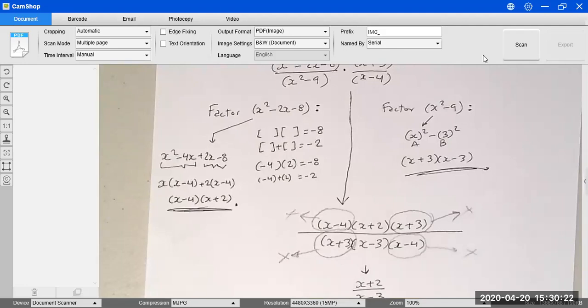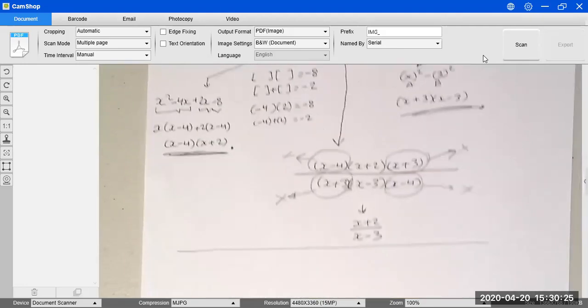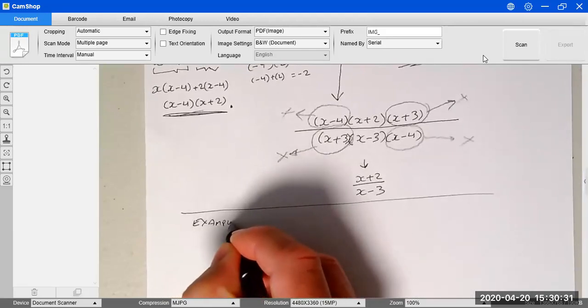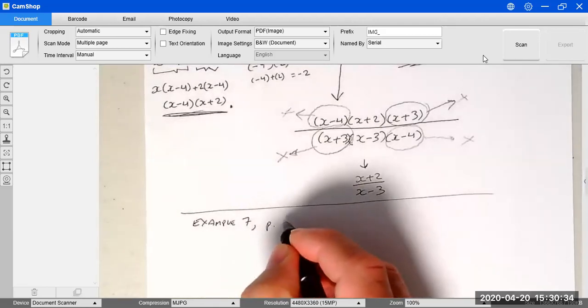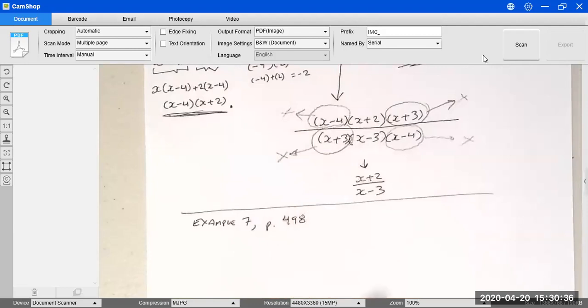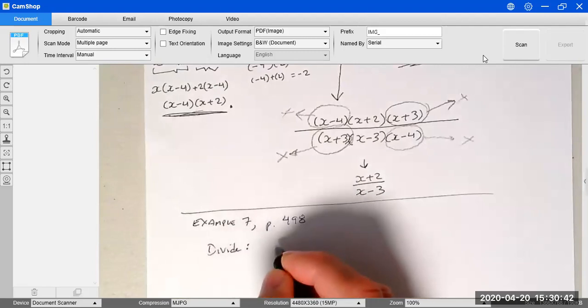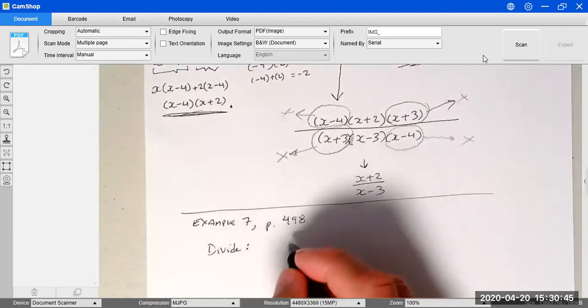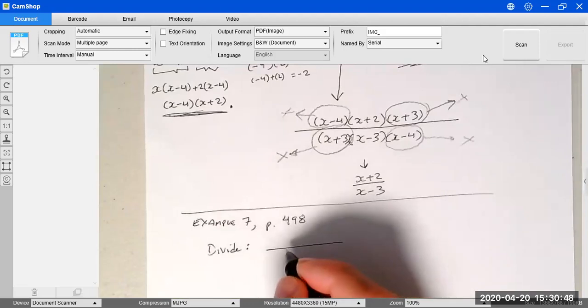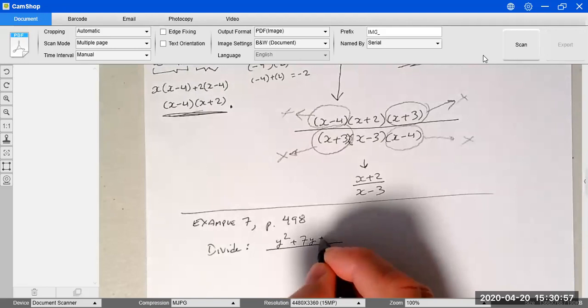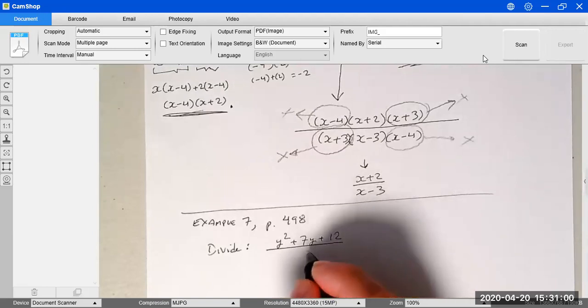So one more exercise, and then we're gonna have problems for you to work on. So we have example 7 on page 498. So we're gonna divide again. So this time my first rational expression is, the numerator is y squared plus 7y plus 12 over y squared plus 9.